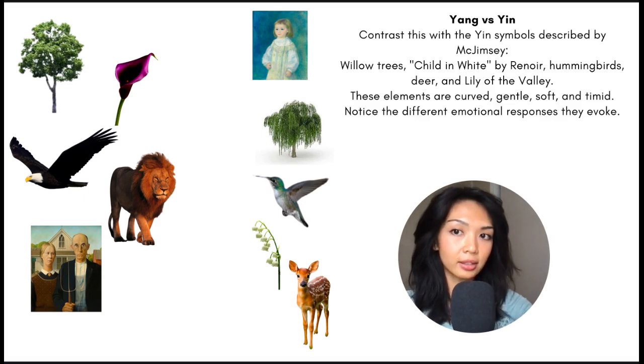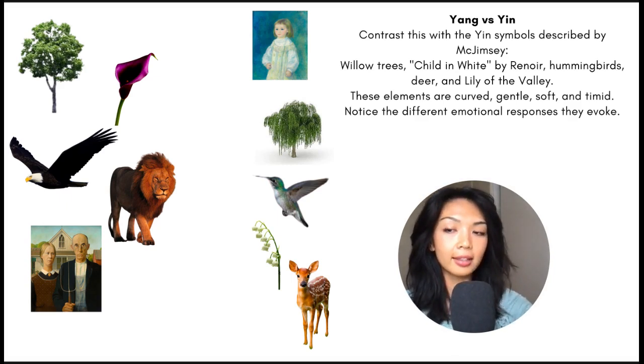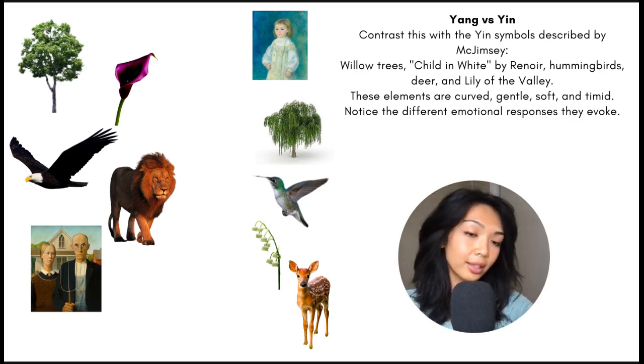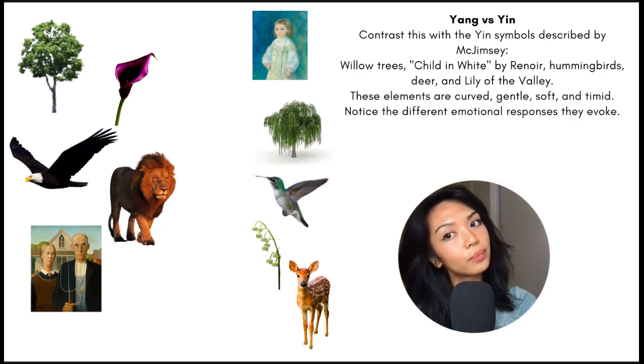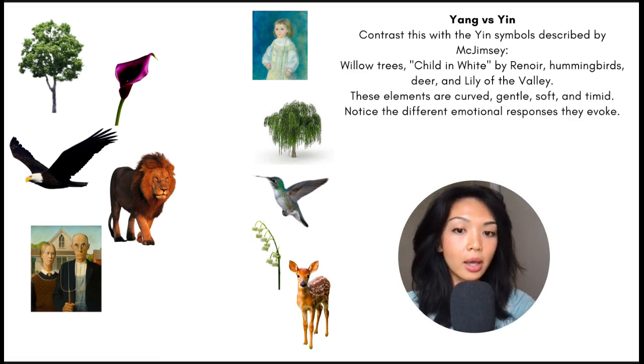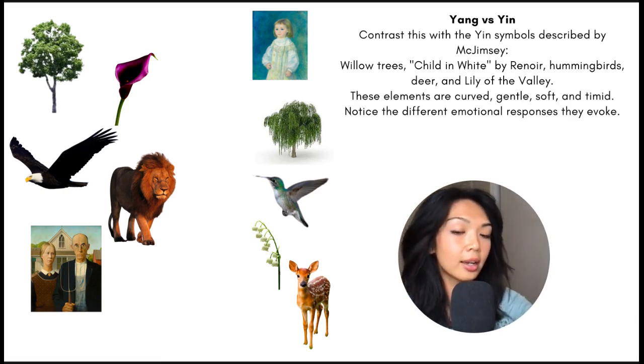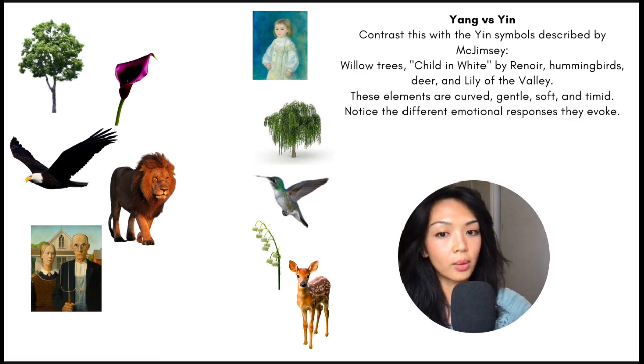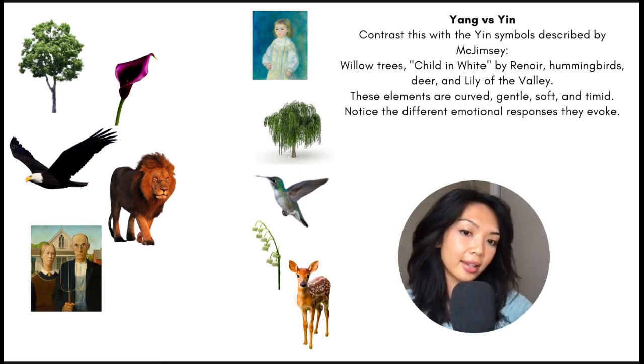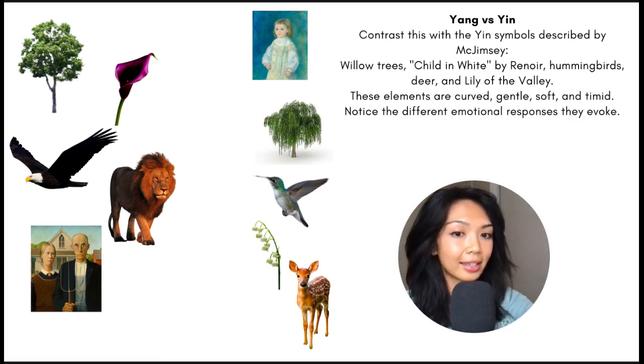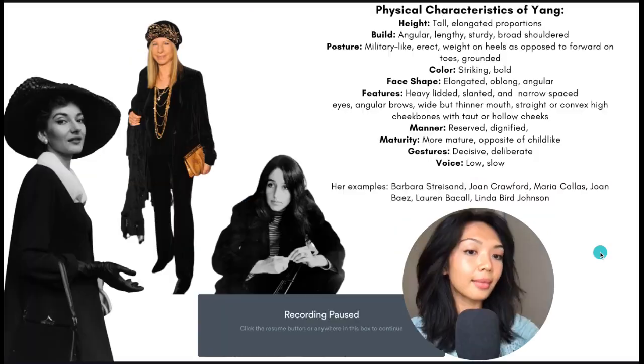The calla lily looks a lot more strong and solid compared to the delicate and very round lily of the valley. The eagle looks a lot more forceful than the delicate hummingbird, and the lion, again, is a lot more strong looking and evokes that very regal kind of vibe, much more than the deer, which tends to evoke a more gentle and, I would say, delicate, nurturing response.